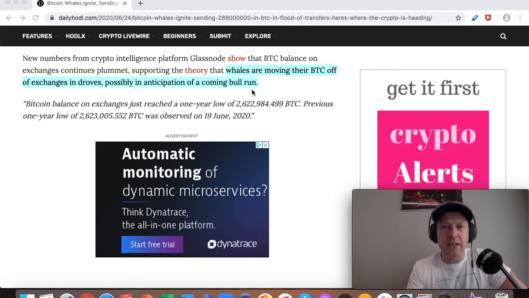So basically, the smart money, the people with the 1,000 Bitcoins or more and these massive amount of Bitcoin, they're actually moving their Bitcoin off these exchanges like Coinbase and Kraken and Binance, where you used to buy and sell Bitcoin.